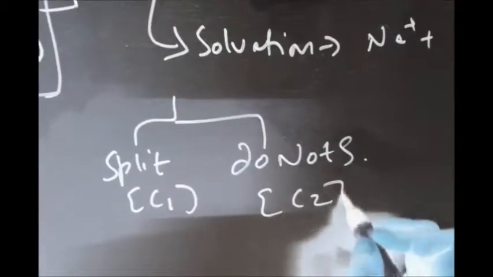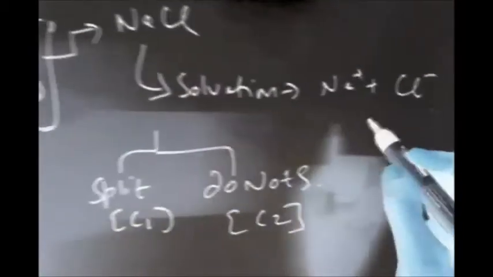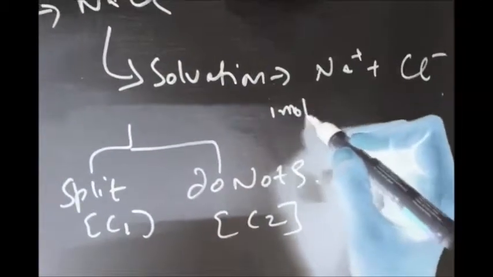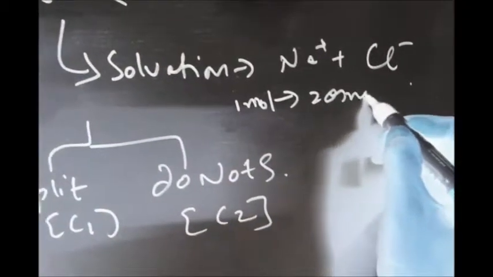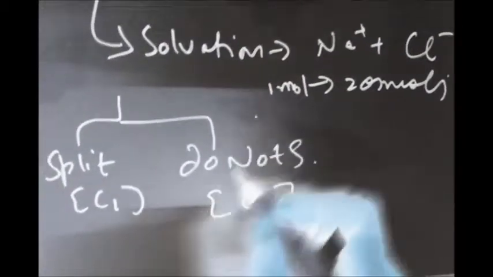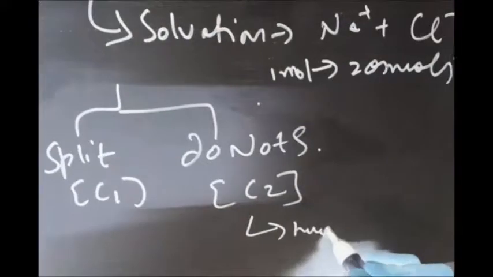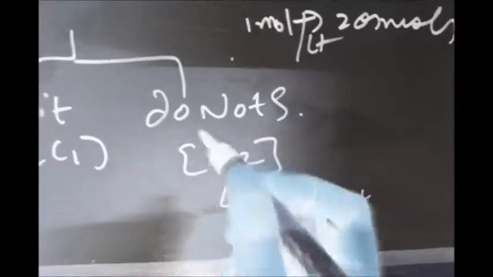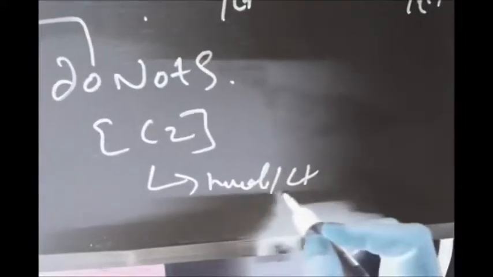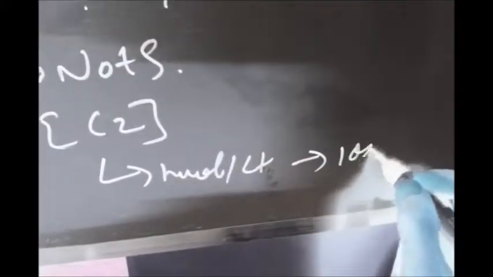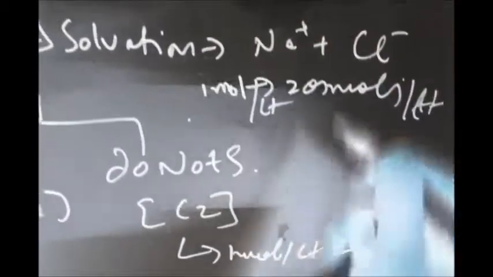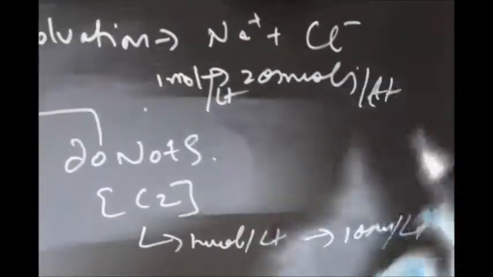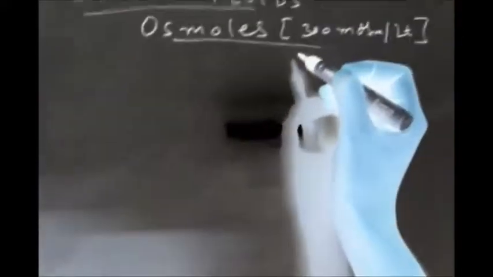Like couple 2. So here the osmoles will be: if 1 mole was given, then there would be 2 osmoles on splitting, and in non-splitting we have only 1 mole per liter, 1 osmol per liter. So there is a difference between 1 mole per liter and osmolarity. This was to clear the idea, and with the help of this we can now explain 300 milliosmol.